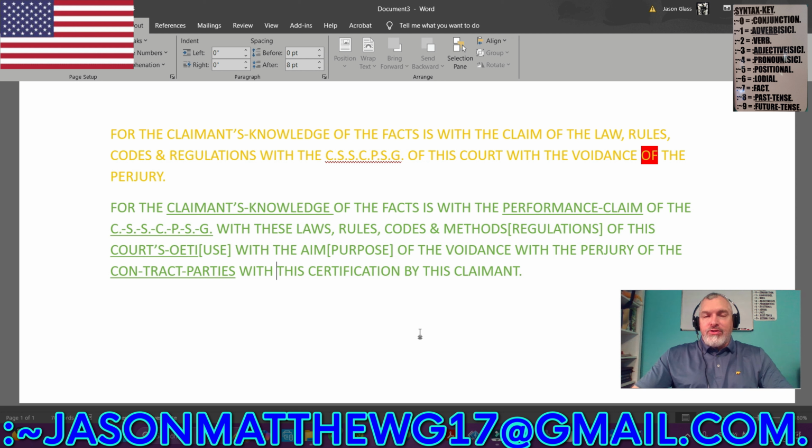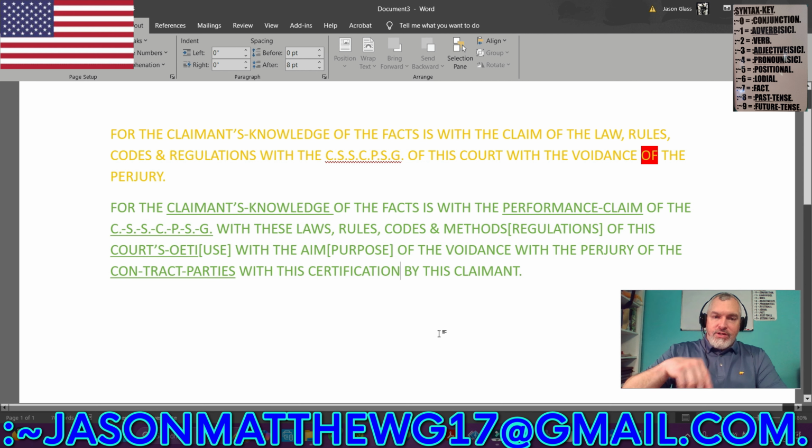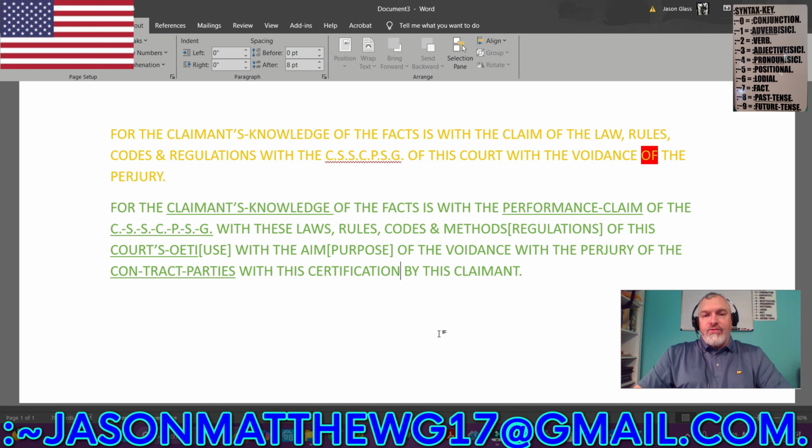It's the voidance of the perjury. We don't want any perjury here. Okay? So what's the perjury concerned with? The contract parties. The folks that are contracting on the geometric level playing field. What's possessing the contract parties? The certification. This certification, this claim, is certifying it by this claimant.